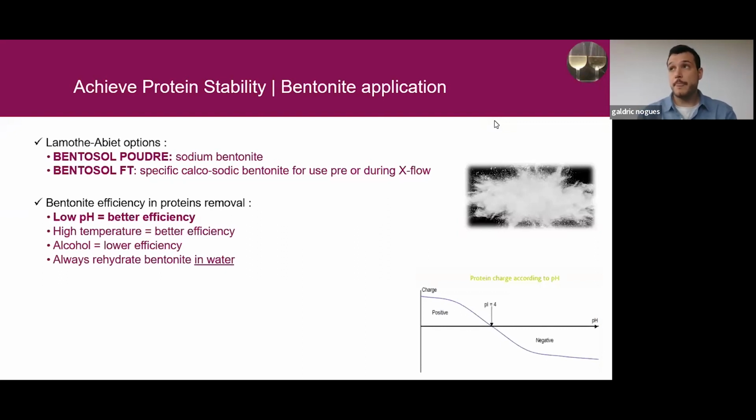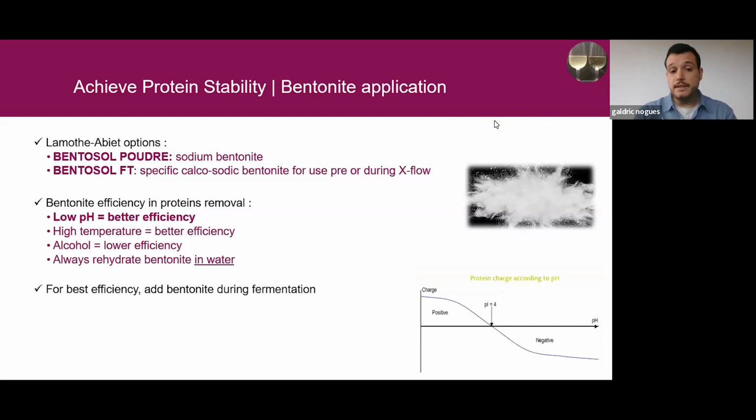The best way to improve it is to always rehydrate the bentonite in water, because bentonite acts with ionic interaction. It's charges, basically microelectricity, that works between the bentonite and the proteins. So if you rehydrate the bentonite in wine, you already start to deactivate a part of this bentonite, so you reduce the efficiency. So always rehydrate the bentonite in water before you use it to stabilize the wine.